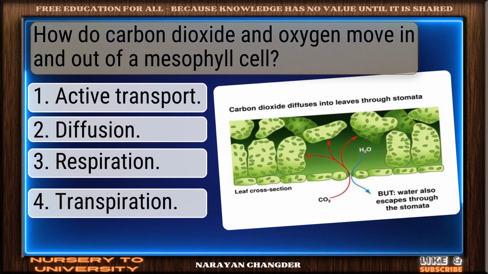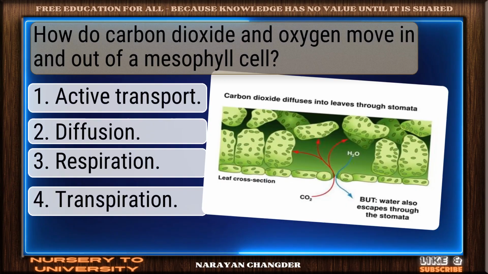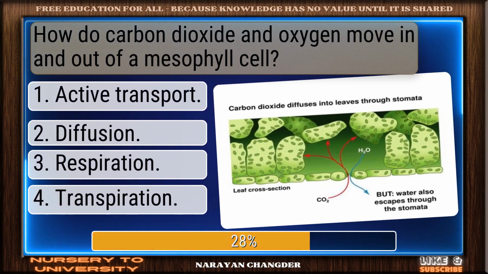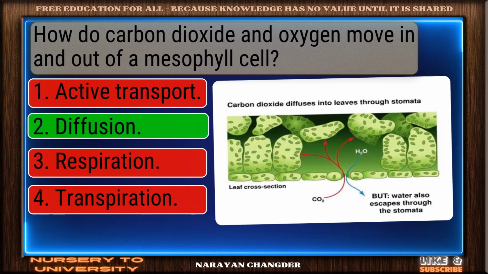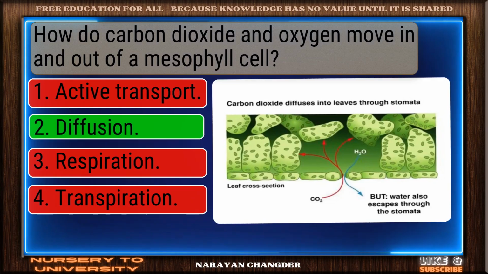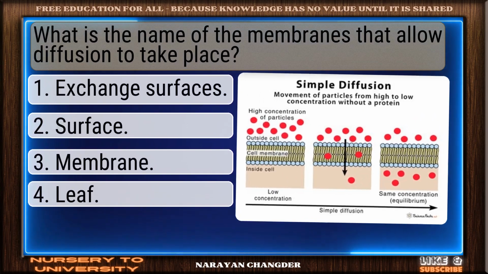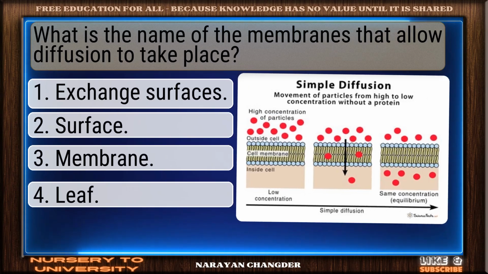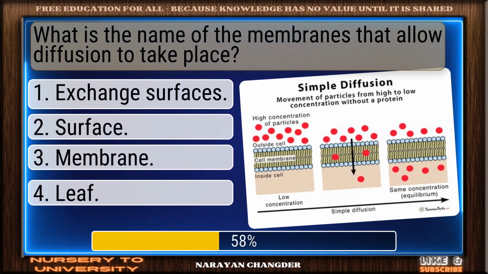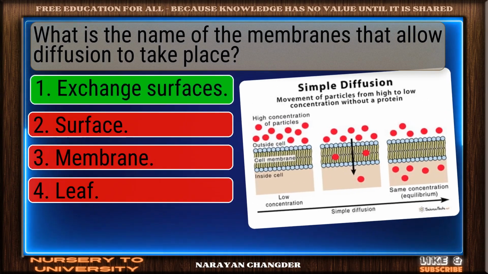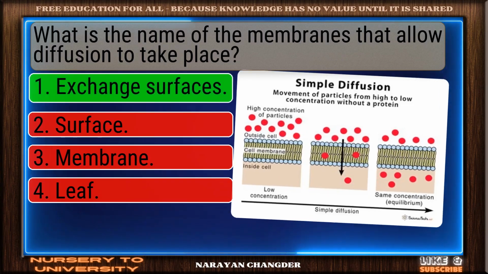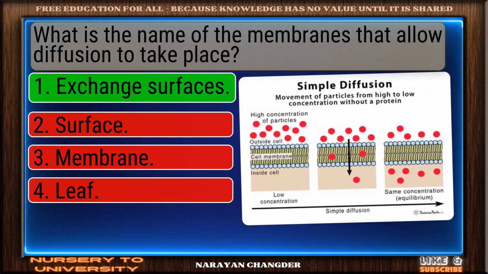How do carbon dioxide and oxygen move in and out of a mesophyll cell? Sharp thinking. Diffusion is the right choice. What is the name of the membranes that allow diffusion to take place? Perfect. Exchange surfaces is the correct choice.